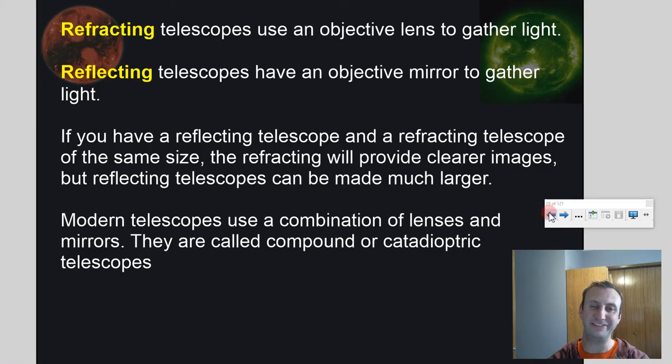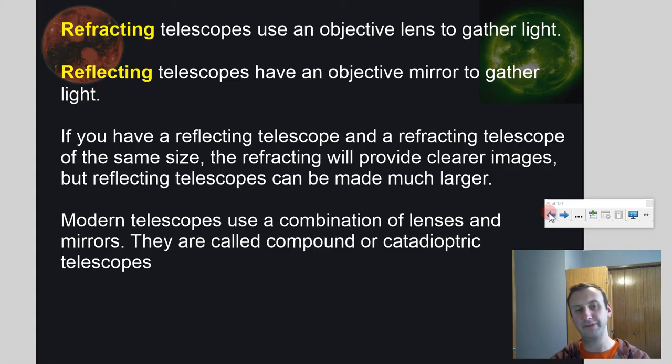Reflecting telescopes instead use a mirror. So we call it an objective mirror to gather the light. It still typically goes through a lens, but then goes through an objective mirror. And then that objective mirror ends up reflecting the light at an angle, again, to bring a larger area of light to a smaller area so that we magnify the object.